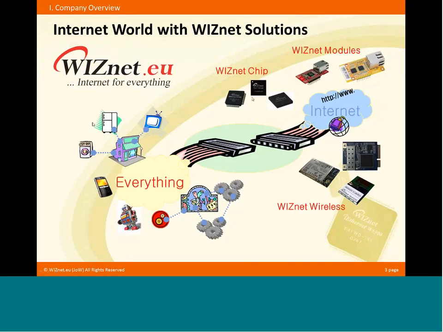So what is our company about? It's about connecting everything to the internet. We are a semiconductor company, so we build our own internet connectivity chips, and based on these chips we build modules, but also our customers can build their own modules, and you can use the modules to connect everything to the internet. And also we build those wireless modules, a very similar approach, serial to Ethernet, serial to Wi-Fi. So it's about internet connectivity.